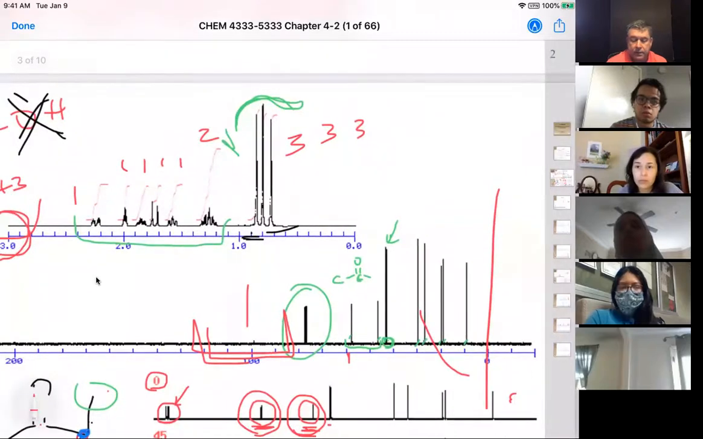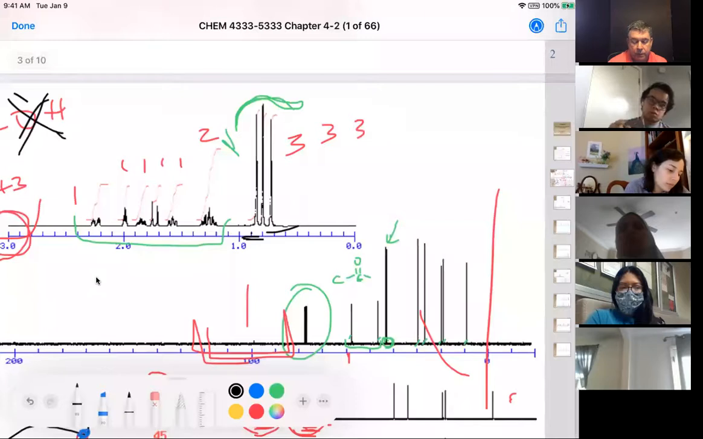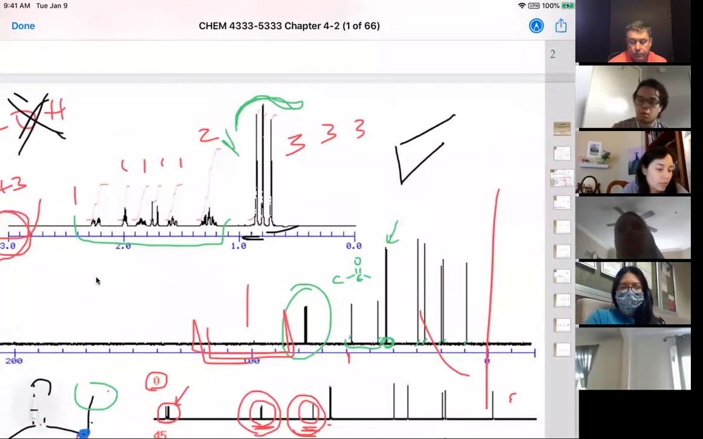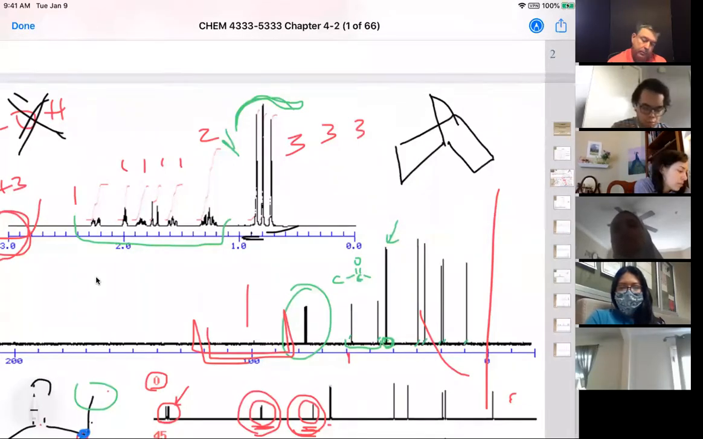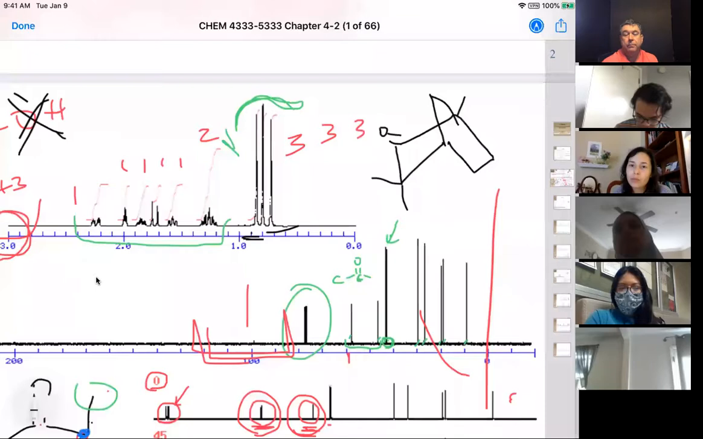So let me redraw this in a different configuration so that we can see what this would look like on its edge here. And then it would have a carbonyl here, a methyl group here, and 2 methyl groups there. So that would be a 1,2,2 bicyclo heptanone.